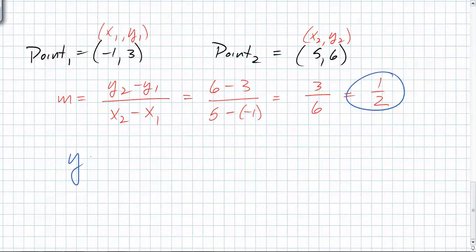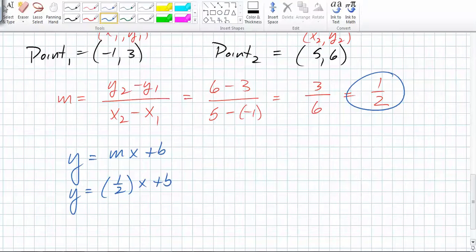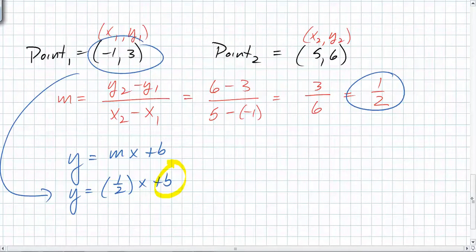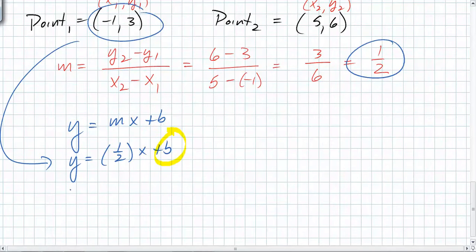So we're going to start with y equals mx plus b, and we know the slope is a half, so it's going to be 1/2 x plus b. Now, to finish, we just need to find the b value. To find the b value, we're going to plug in either point. I'm going to plug in, let's say, -1, 3, because those are smaller values. If I plug that point in, it's going to be 3 is equal to 1/2 times -1 plus b. So 3 is equal to -1/2 plus b.